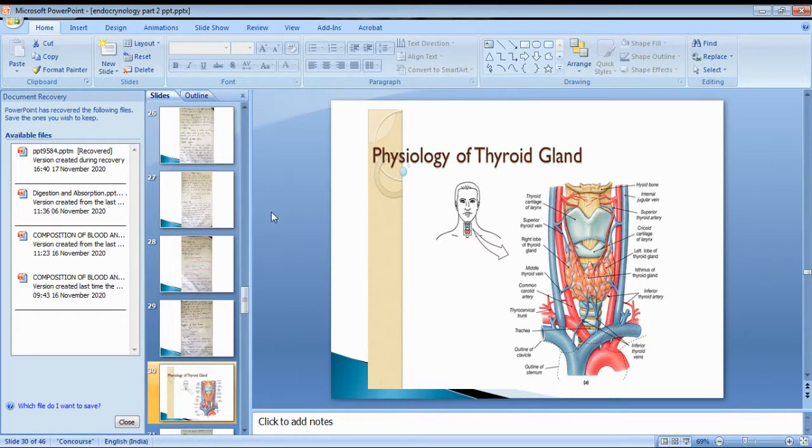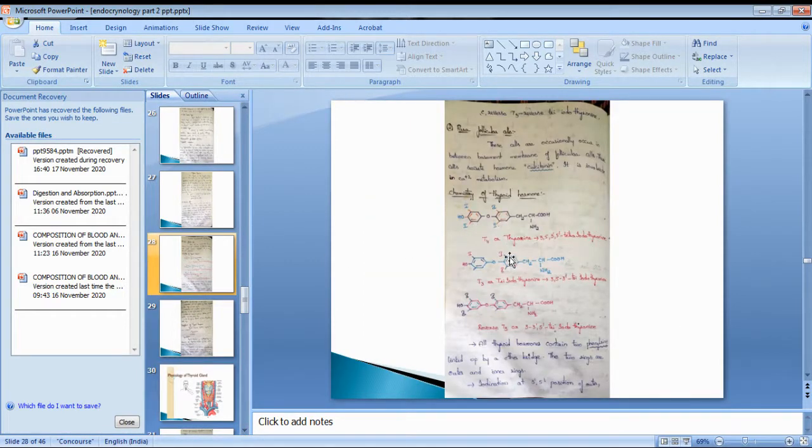Let us discuss the chemistry of thyroid hormone. See here, this is the structure of tetraiodothyronine. Iodine is located in four positions: first at the 3 and 5 places, and next at the 3' and 5' places. A hydroxyl group is also attached here. So this is the overall structure of tetraiodothyronine, finally named 3,5,3',5' tetraiodothyronine.